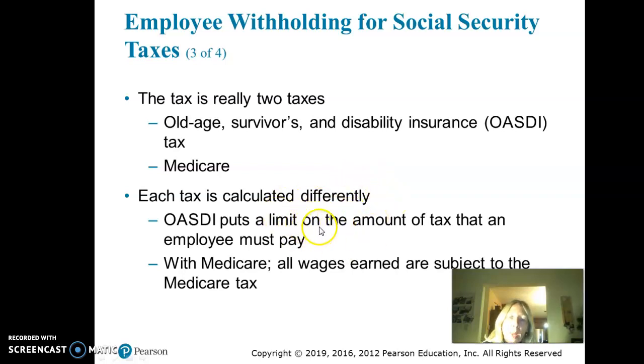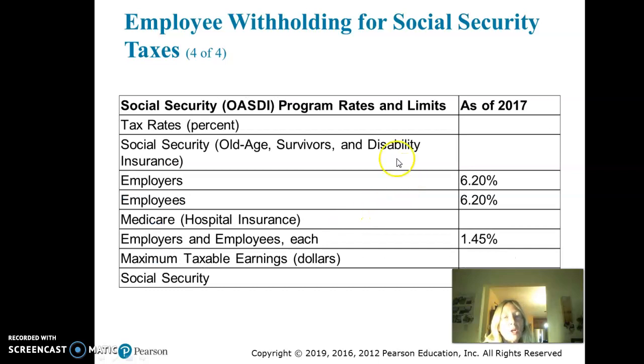OASDI has a wage-based limit. It puts a limit on the amount of taxes that an employee has to pay. Medicare, every dime you make, whether you make $1 million or $5, Medicare tax is always taken out of your paycheck. OASDI, once you reach a wage limit, you do not have to have that taken out of your paycheck any longer. So here's the numbers you need to remember.